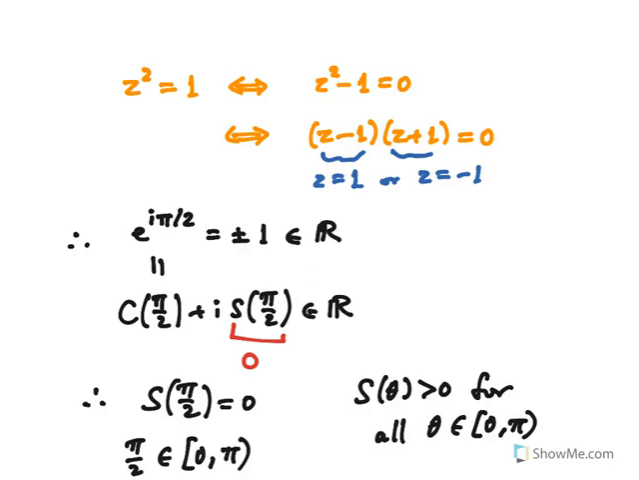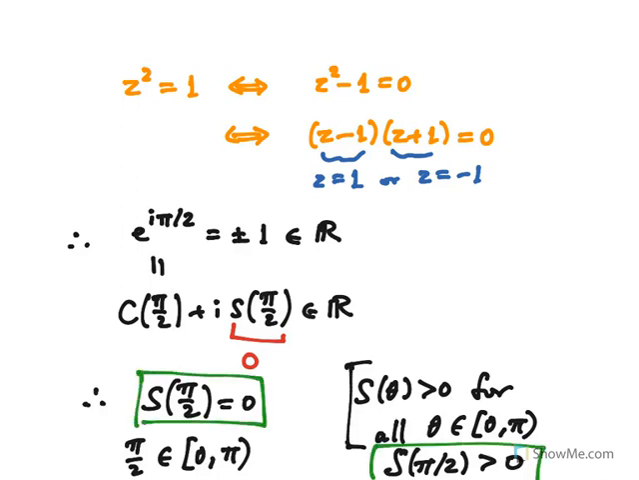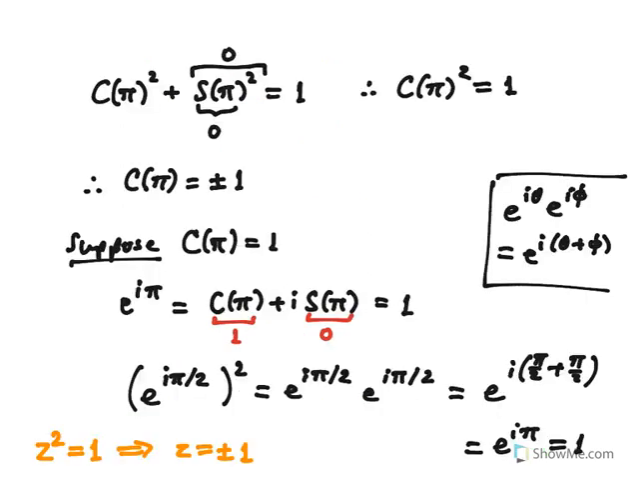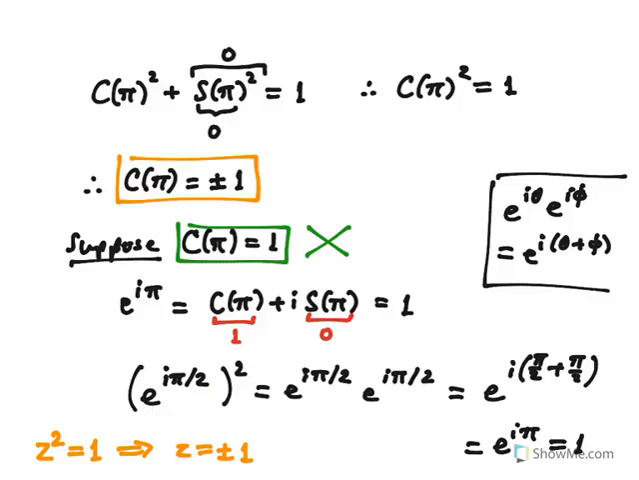So S of pi over 2 is supposed to be positive in particular, by this general fact. So we have a contradiction. On the one hand, S of pi over 2 is 0. On the other hand, it's positive. And these clash. So our original supposition has to be rejected. And therefore, the only possibility from here is -1. So we can conclude that C of pi is -1. And that proves the first theorem.